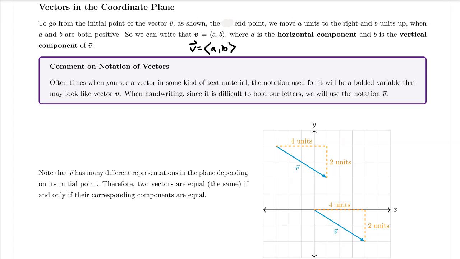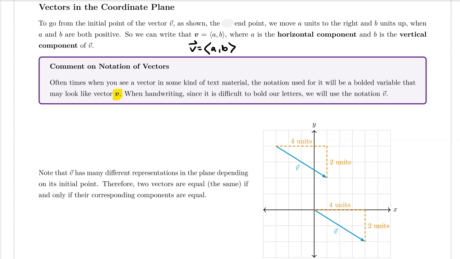So here's just a quick comment on the notation of vectors. Oftentimes when you see a vector in some kind of text material, like a textbook, the notation used for it will be a bolded variable that may look like vector v. And so notice here that this variable is bolded. When handwriting, since it's difficult to bold our letters, we will use the notation v with an arrow above it. So that's just something to note. I will interchange both notations when I'm typing documents, so you'll see both of those notations, so just know. So let's look down below.